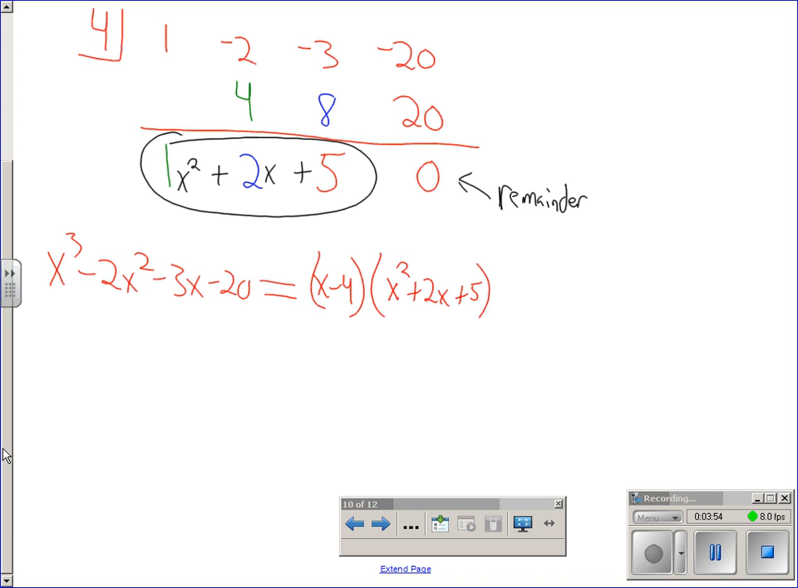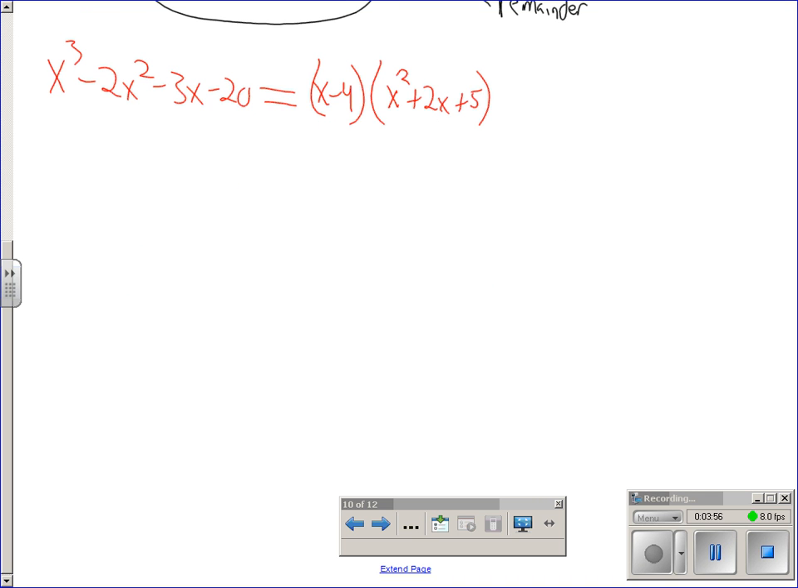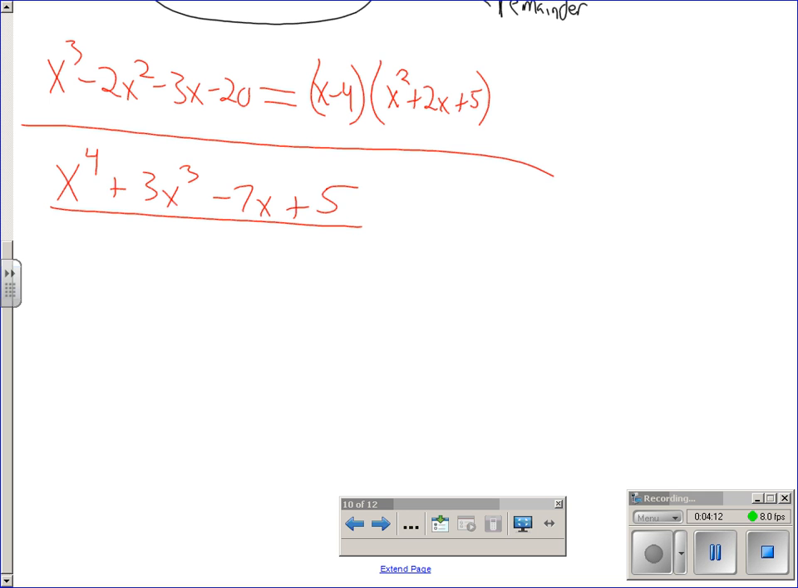Let's do another example. Let me extend the page here. So let's do, I'm just making this up, x to the fourth plus 3x cubed minus 7x plus 5. And we'll divide it by x plus 4. Okay? So, this synthetic division process, what we are dividing by has got to be of the form x minus r. We have x plus 4. So we're going to put a negative 4 into this little corner, and we use our coefficients.